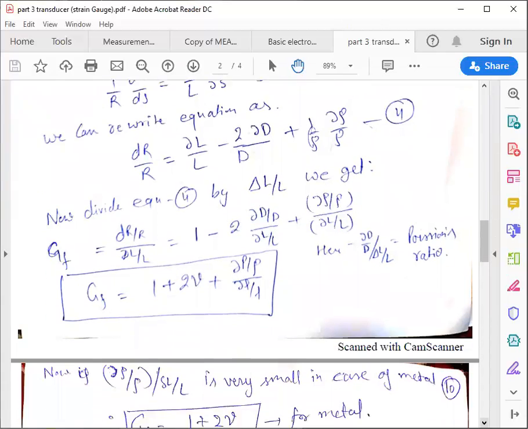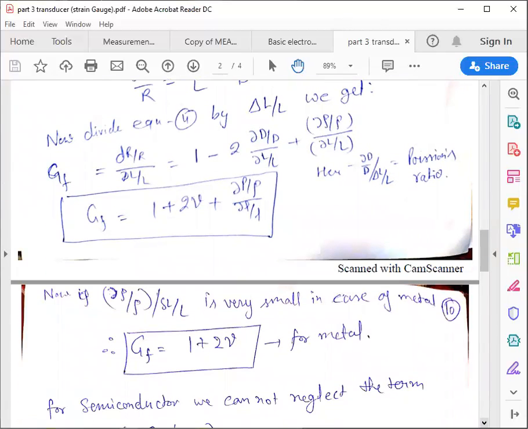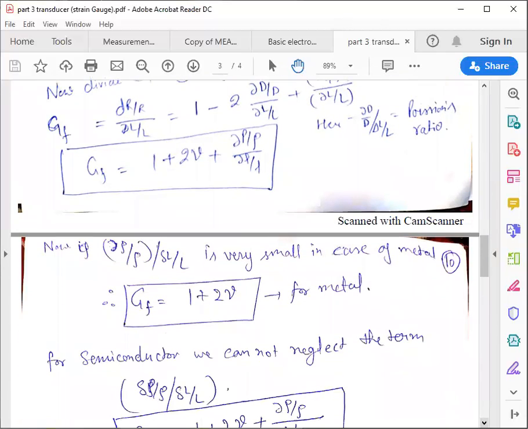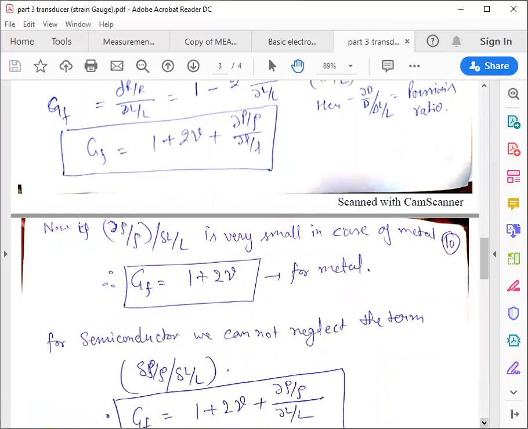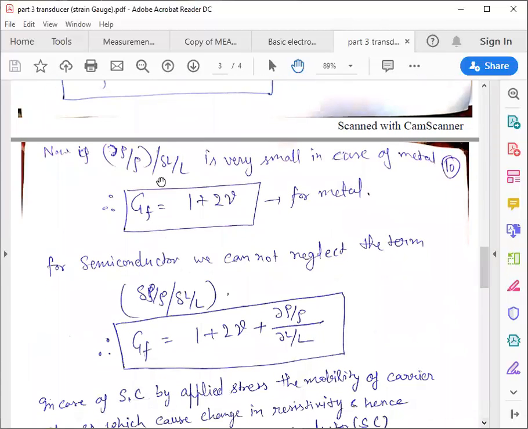Now this is my Gauss factor. This is my derivation of Gauss factor, how we calculate Gauss factor for a given matter. Now, if delta rho by rho divided by delta L by L is very small in case of metal, we can neglect this term, and this shows that GF will be equal to 1 plus 2V, that is, 1 plus twice the Poisson's ratio. V is Poisson's ratio.